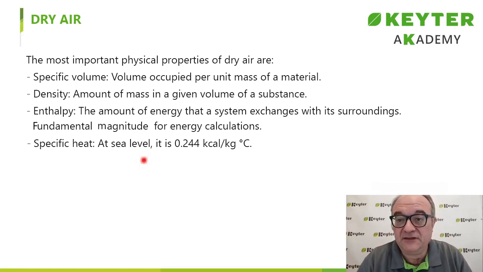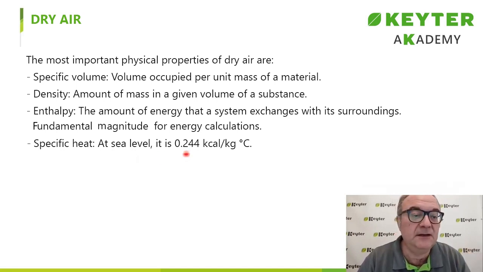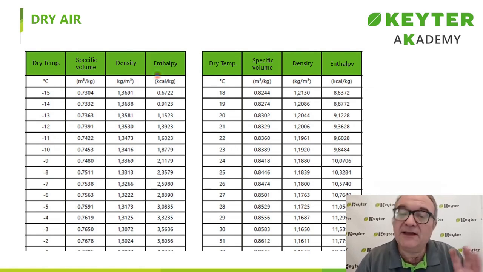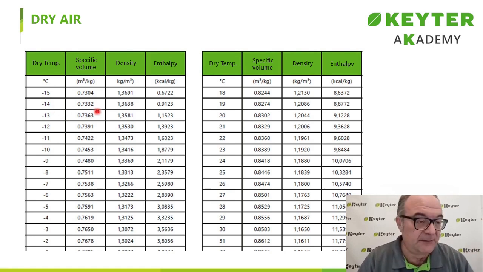And the specific heat, which is a value that we could know. The psychrometric diagram will not give it to us, but it is necessary, and at sea level it is 0.244 kilocalories per kilogram degree Celsius. This would be the table where we find these tabulated values. Depending on the dry temperature, we obtain a series of values, but in the end, this is very cumbersome, because we already have a table just for the dry air.